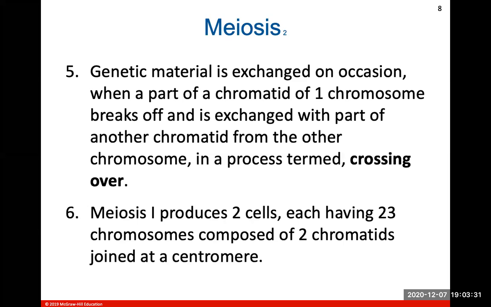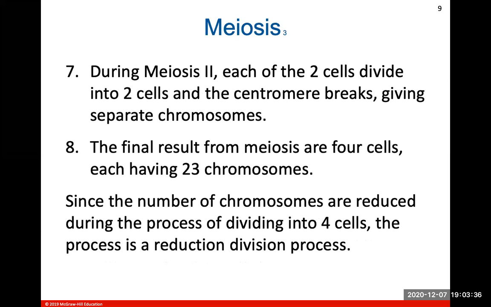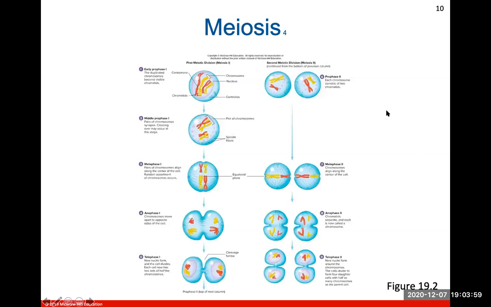Meiosis 1 produces two cells, each having 23 chromosomes, composed of two chromatids joined at a centromere. During meiosis 2, each of the two cells will divide into two more cells. The centromere will break, giving separate chromosomes. The final result from meiosis is four cells, each having 23 chromosomes. Since the number of chromosomes is reduced during the process of dividing into four cells, the process is a reduction division process. So this takes us through the steps of meiosis. Again, the goal is to create four separate haploid cells, each genetically different and unique.